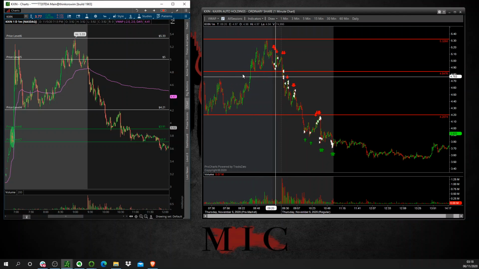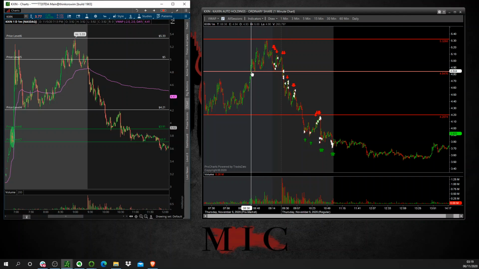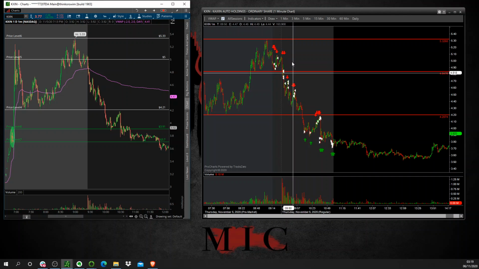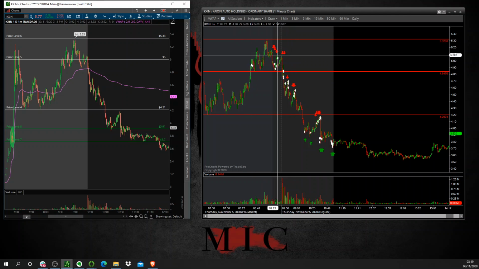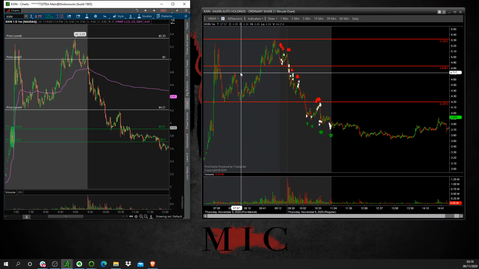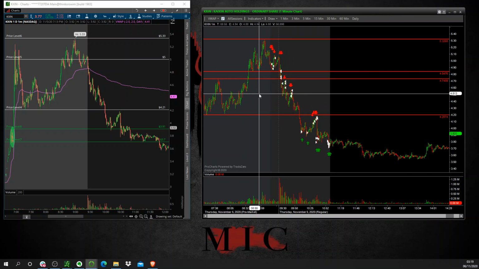And now as soon as it stuffed this level, 480, I added more because now there are new longs who chased it here. They're underwater, so I start shorting. Also, VWAP is a very critical level to short into. So as soon as it's stuffed VWAP, I start adding. Then we have another level here. So this is what I'm doing while I'm adding to winners. In this case it was extreme.